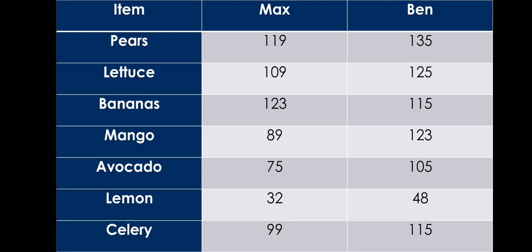So we summarize these data by calculating the differences. How much more expensive is one greengrocer's compared to the other? So we calculate these differences and we always calculate them in the same direction. So in this case, we'll go Max's price minus Ben's price. We need to make all the comparisons in the same direction rather than switching back and forth.